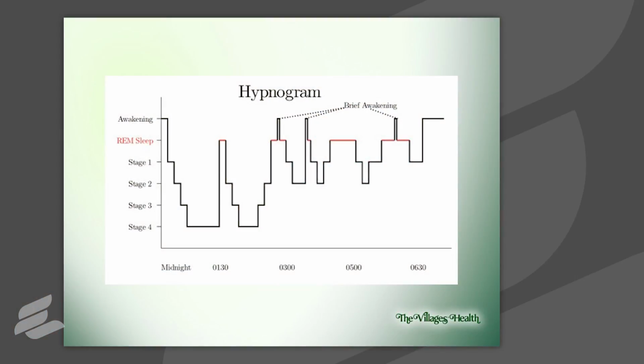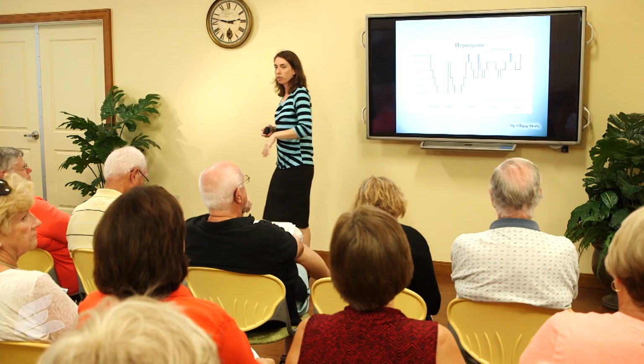Okay? Here's how that can look. So this is called a hypnogram, which shows what your sleep cycle is like. So again, kind of up and down through the course of the night, staying as we get closer to morning and wakening in those lighter phases there.